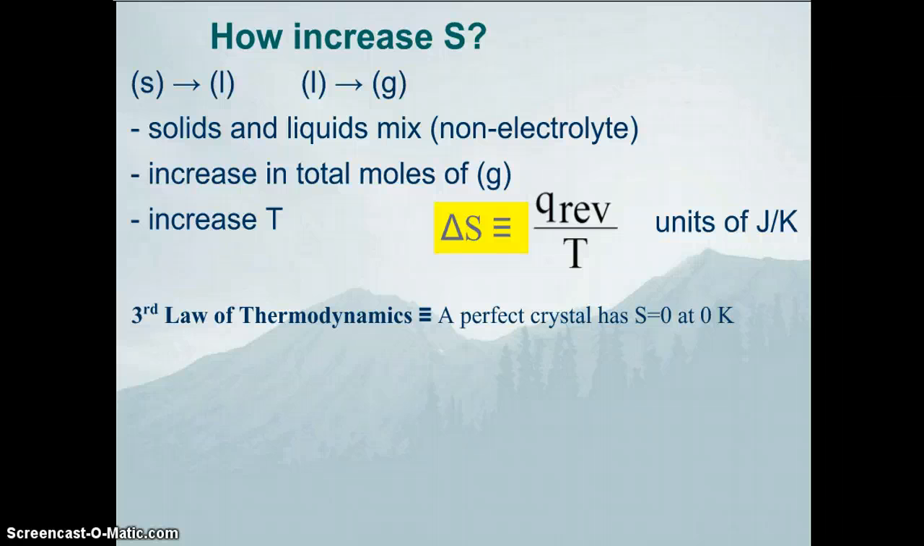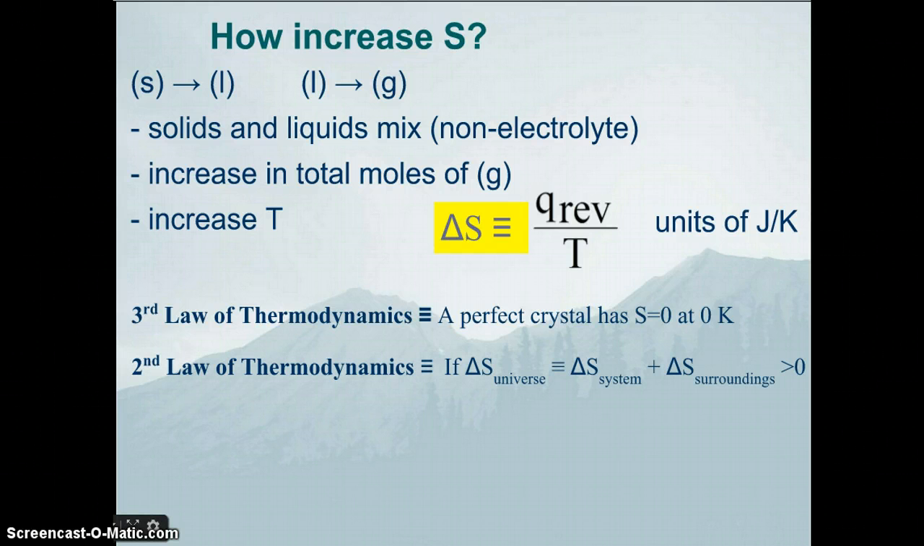So the third law of thermodynamics is basically how we define what S is, right? The third law says that a perfect crystal at 0 Kelvin has an absolute entropy of 0, which means it has essentially 1 microstate. So we define that as entropy 0. And entropy, like any other extensive property, we need to know how much we have.